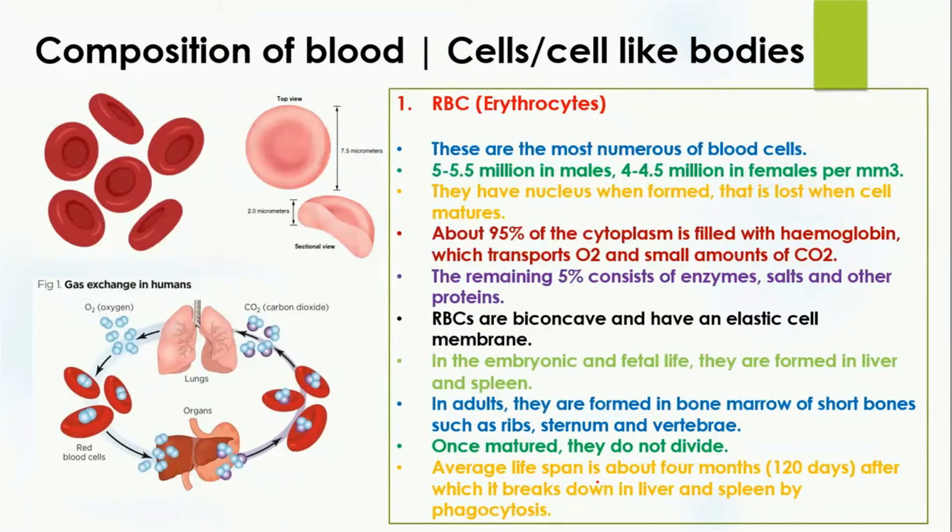The average lifespan of a red blood cell is about 4 months or 120 days, and after that they are broken down in the liver and spleen by phagocytosis. Jokingly, it is said that after 4 months, all the blood in your body is going to be renewed, or after 4 months you are going to have new blood in your body.